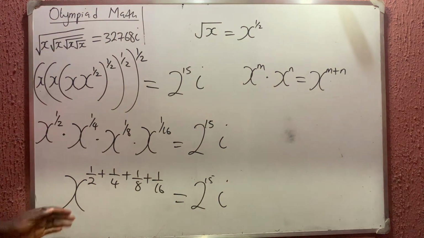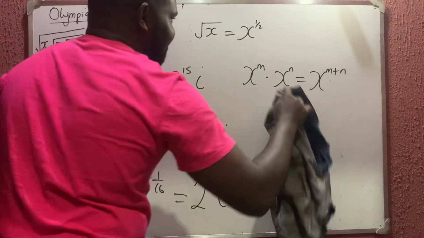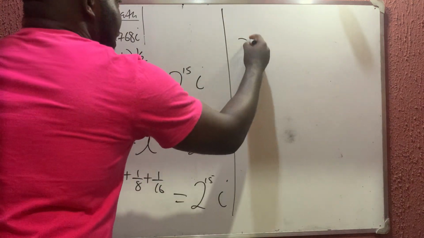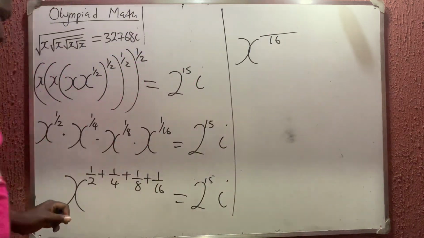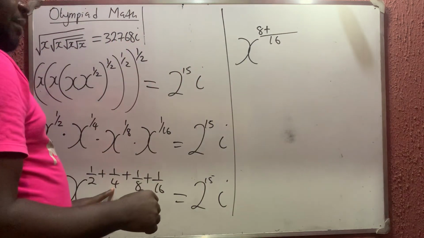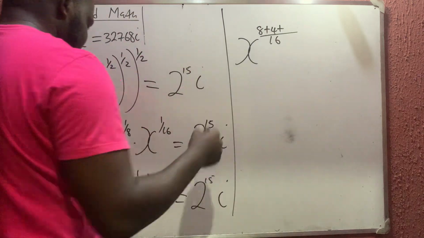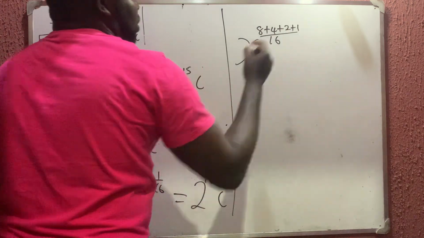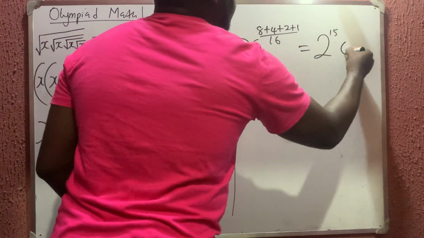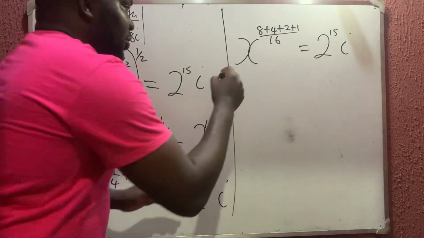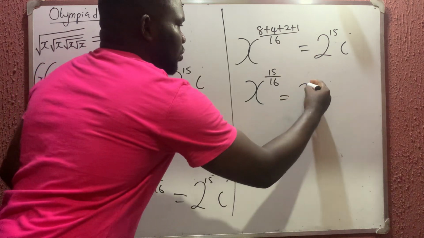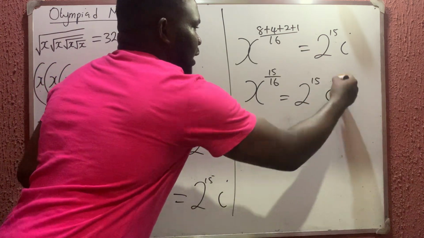All right. Now, what do we do? If we add this, let's solve. This is x raised to, 16 divided by 2 is 8, plus 4, plus 2, then plus 1, which is 15 over 16. Is equal to 2 raised to power 15, then i. Now, if you add this, I'm going to have that this is x raised to power 15 over 16.